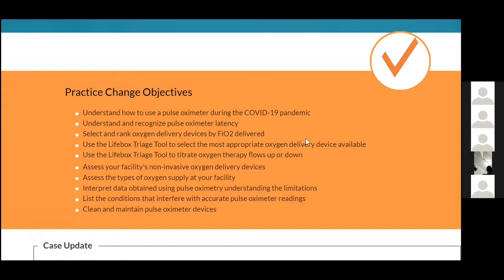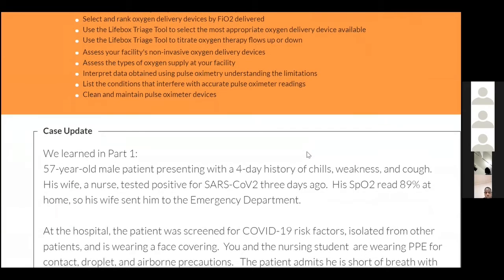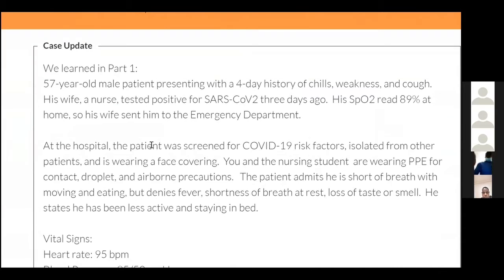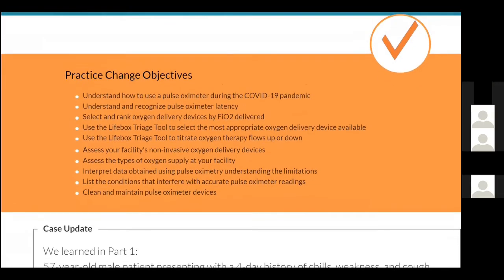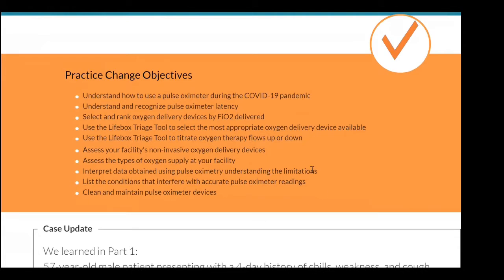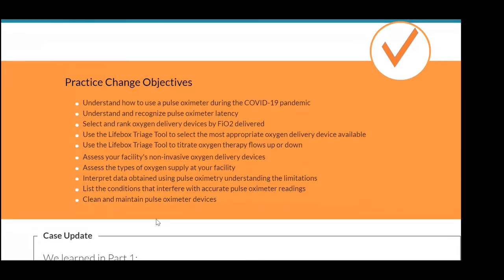We need to be able to interpret data obtained using pulse oximetry. Can you go back, please? Yes, we need to be able to list conditions that interfere with accurate pulse oximeter reading and clean and maintain the pulse oximeter device appropriately. So before we go to those objectives, let's remember our case.